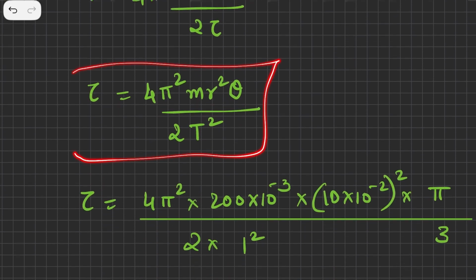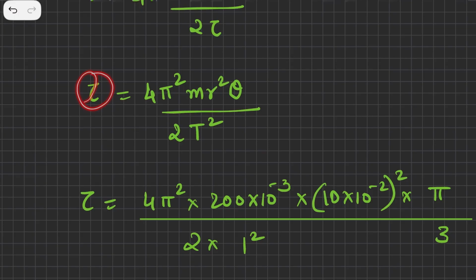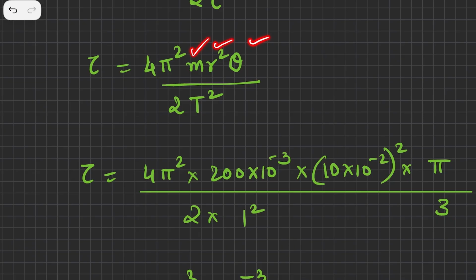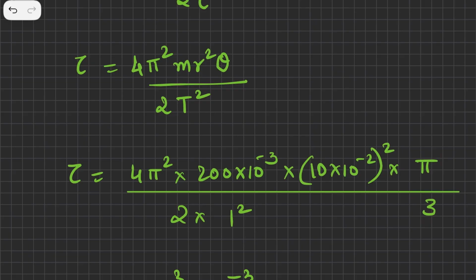So we have an equation in which there is only a single unknown, that is torque. If there is one equation and one unknown, we can easily solve. M, R, theta and T are all given to us. So 4 pi square as it is, mass is 200 grams, so 200 into 10 raised to minus 3, radius is 10 into 10 raised to minus 2 the whole square, theta is pi by 2, and time period is given as 1, and theta is pi by 3.